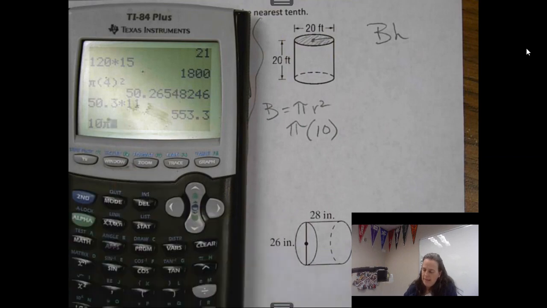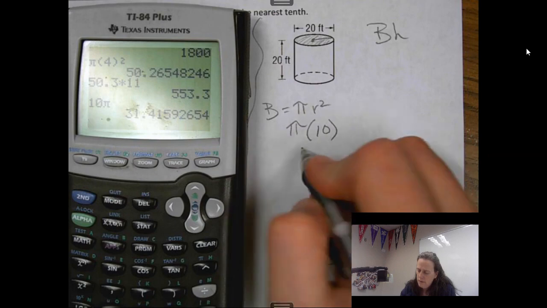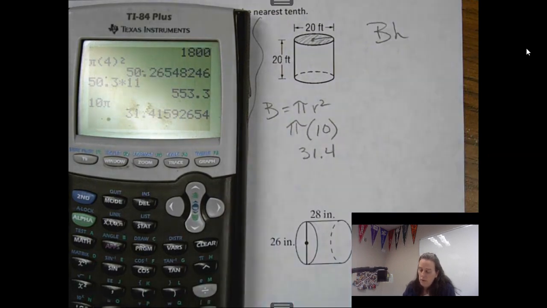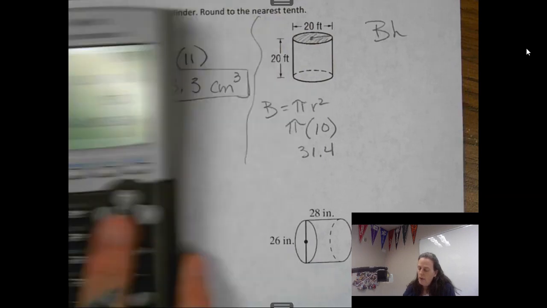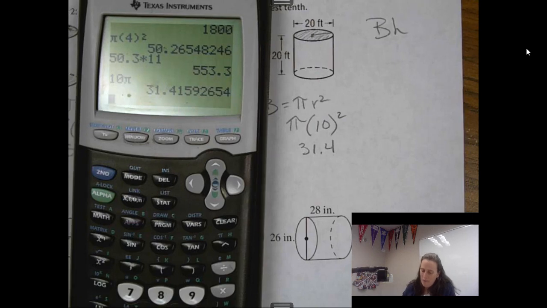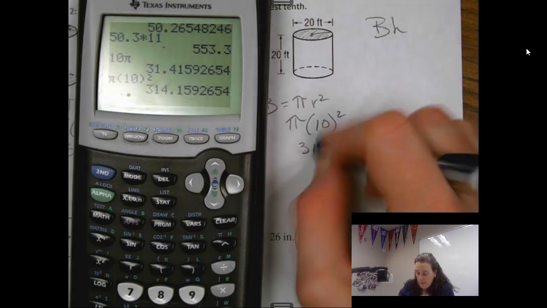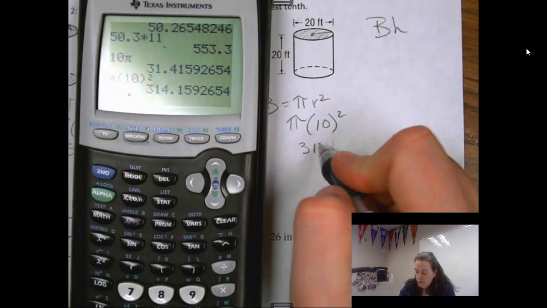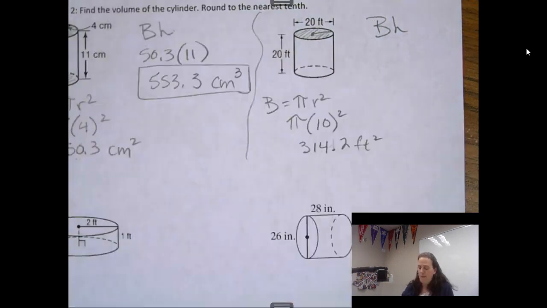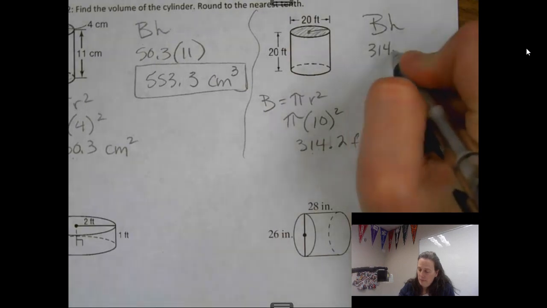10 pi is 31.4. And, oh, I didn't square it. Oh, man. Pi times 10 squared. Oh, isn't that interesting? It's really similar. 314.2 feet squared. Okay, that's the area of the base, 314.2.